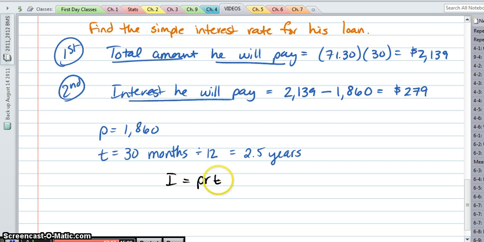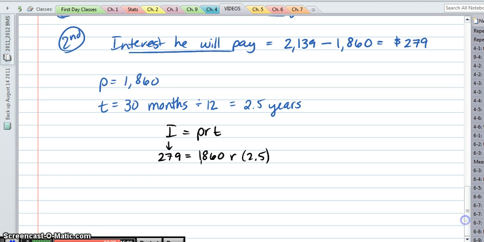Let's go back to our formula. Interest was $279. We had to calculate that. The principal amount borrowed was $1,860 times the interest rate R, which we don't know, that's what we are trying to find, times 2.5. Please calculate and tell me the decimal R equals. You should get R equaling 0.06.